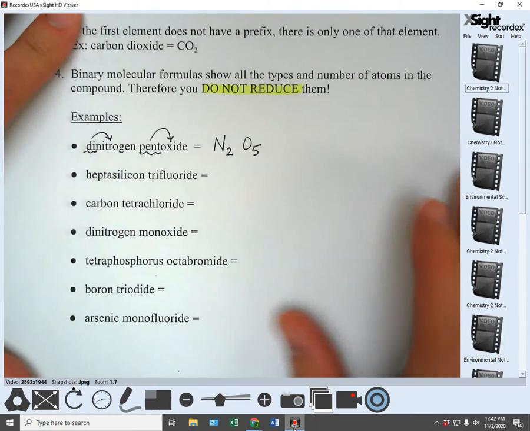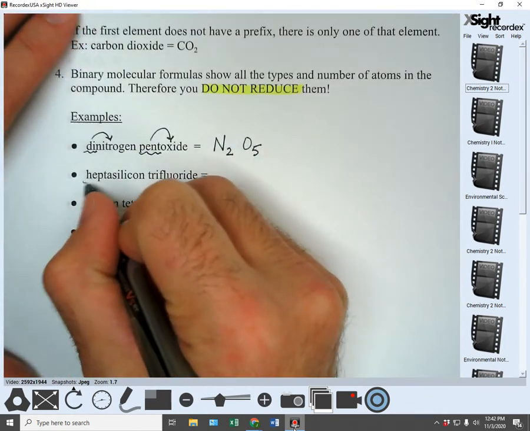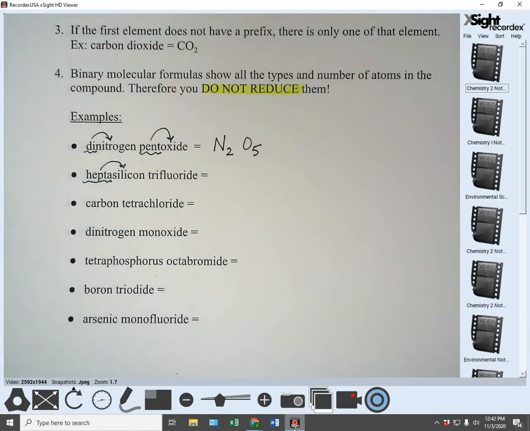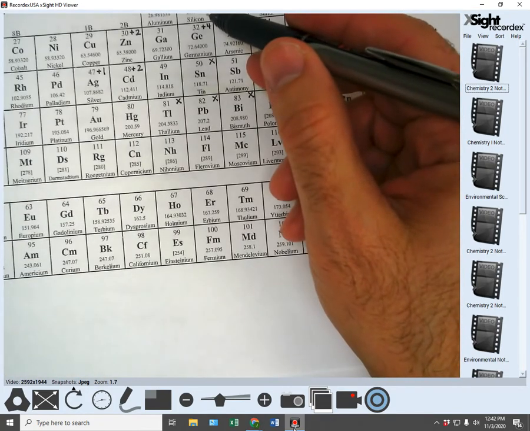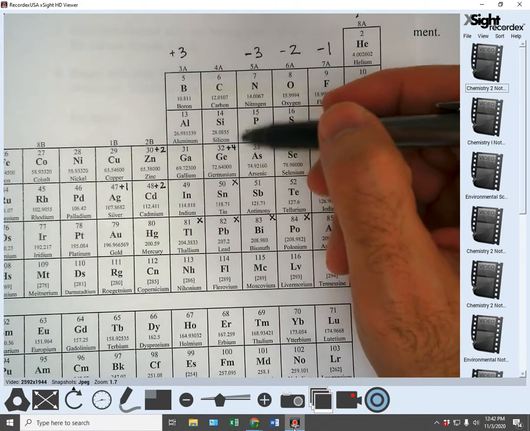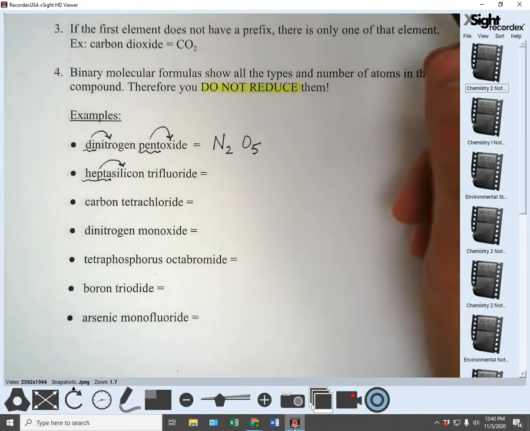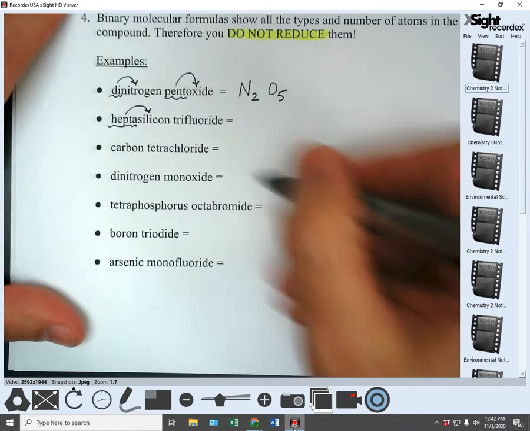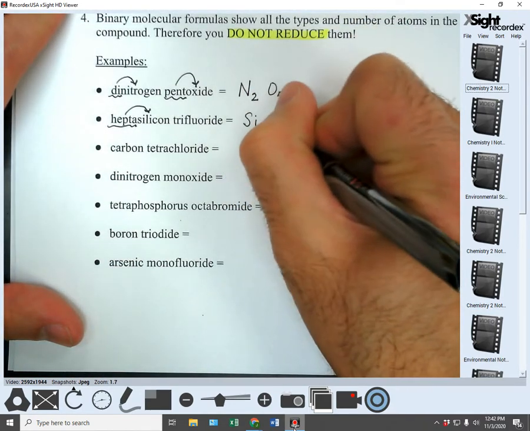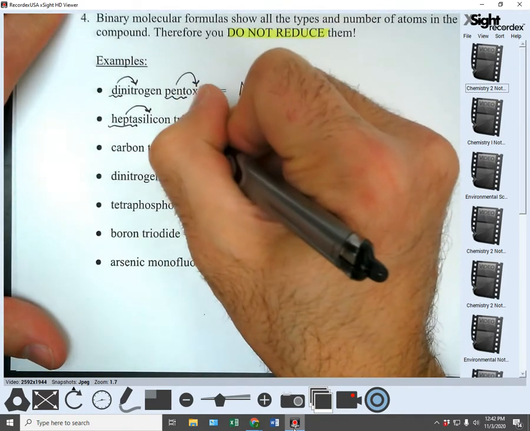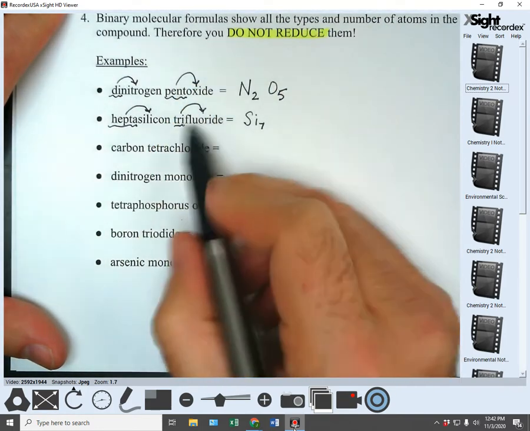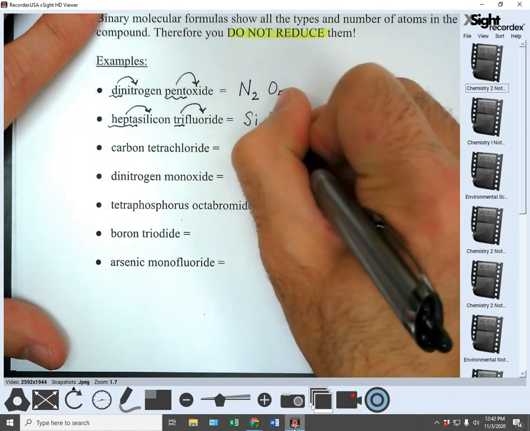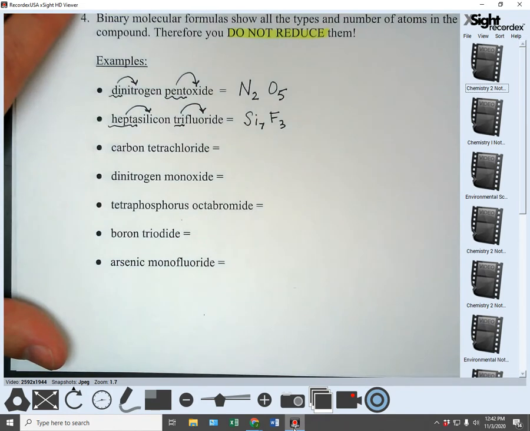Okay, these are actually pretty easy once you get the hang of them. Heptasilicon. So we look up silicon. Silicon is Si. Hepta is 7. So it's Si7. Fluoride comes from fluorine, which is F. Tri is 3, so F3, SiF3.